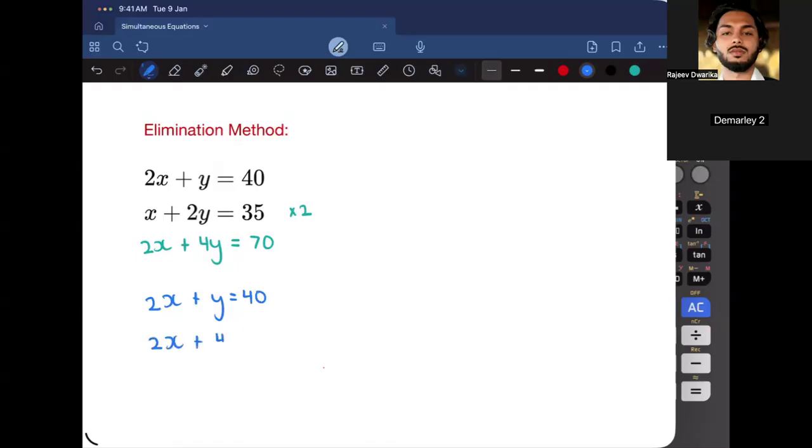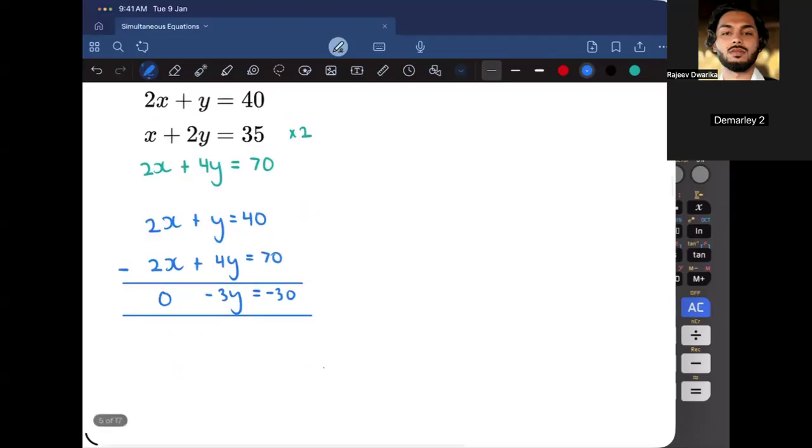And so what do you think I should do with those two equations? You're going to subtract. What is 2x minus 2x? 0. What is y minus 4y? Negative 3y. What is 40 minus 70? Negative 30. Right? So you have negative 3y is equal to negative 30.